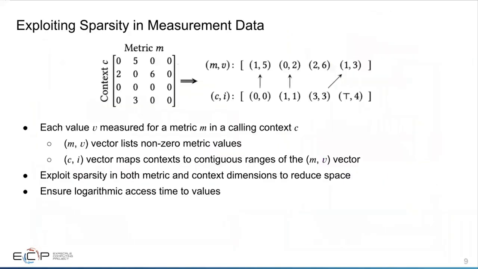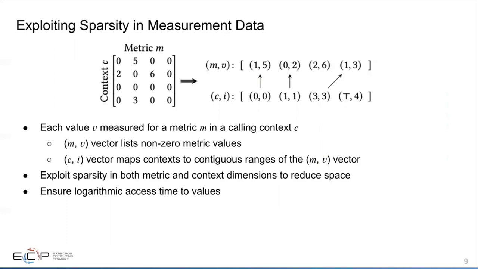Let's move to the second part of this approach. How do we actually use this sparsity to reduce storage requirements? Let's first talk about the measurement data. For the measurement data, we record a performance profile for each thread and each GPU stream, so there are many files. For each profile file, we have values for metrics associated with calling contexts. As shown on the left, for each profile file, we can think of it as a 2D matrix. It's a sparse matrix.